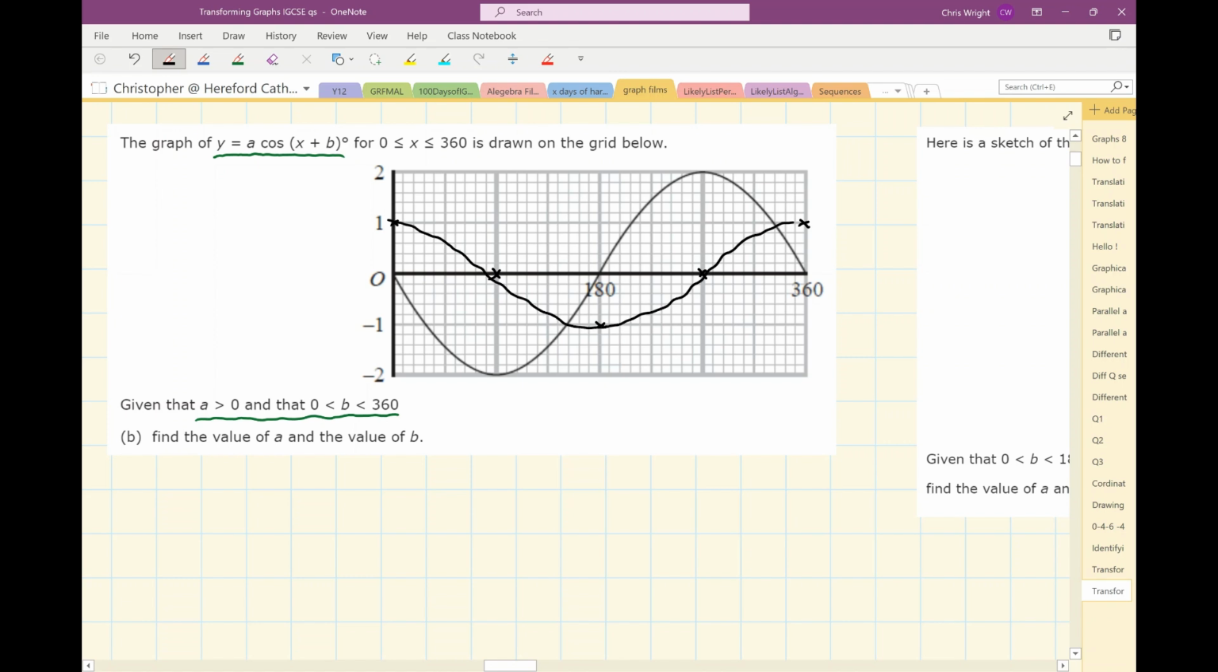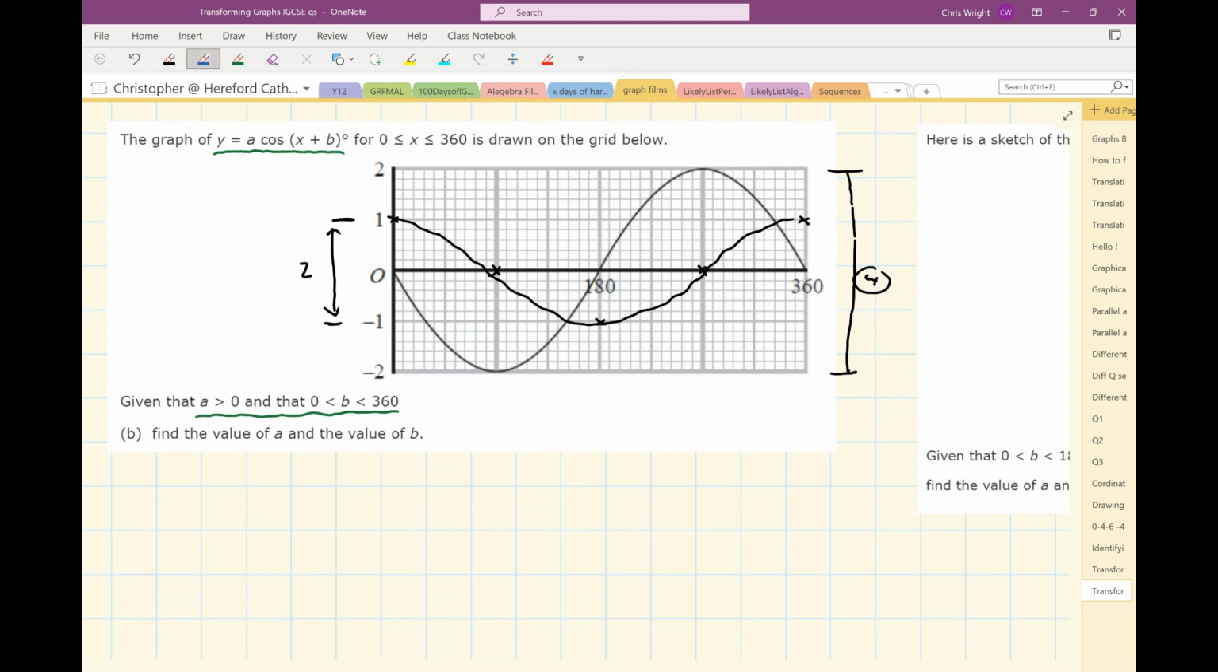Now, in this case, always start with the spread of the curve. The graph of cos of x varies between -1 and 1. It has a spread of 2. Now, my new curve here varies between 2 and -2. So it has a spread of 4. The range is doubled, hasn't it? So that means that I'm not going to be dealing with y equals cos of x. I'm going to be dealing with y equals twice cos of x.